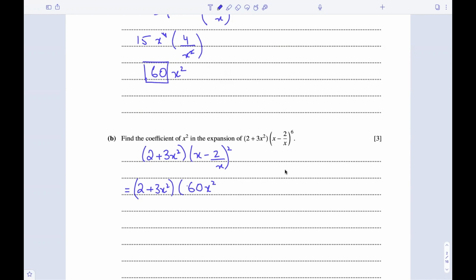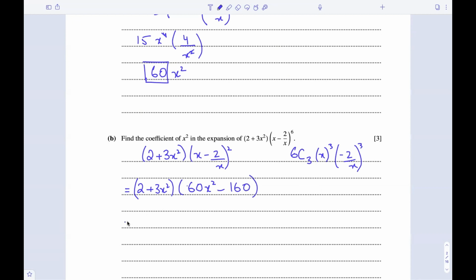And for the constant term, which means that the power of x will be 0, we can use 6C3, x to the power 6 minus 3 will be x cubed, and minus 2 upon x to the power 3. So x cubed and x cubed will cancel and we'll have a term without x. So 6C3 becomes 20, times minus 8 will become minus 160.